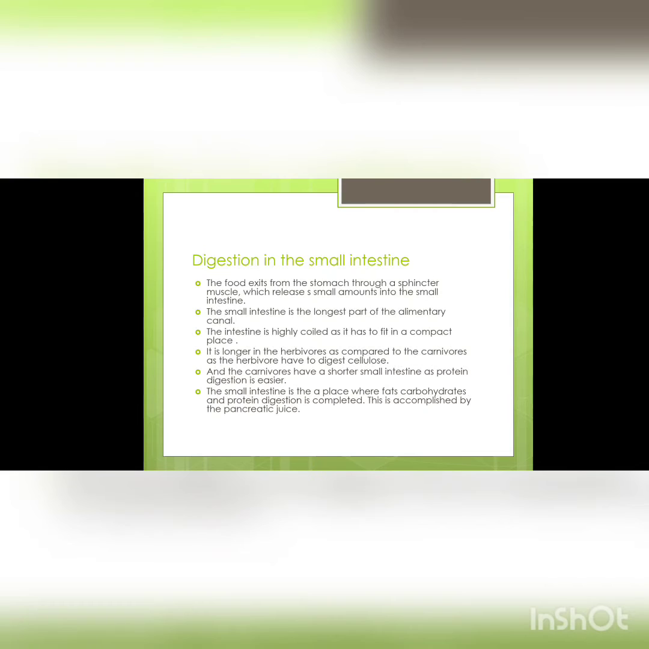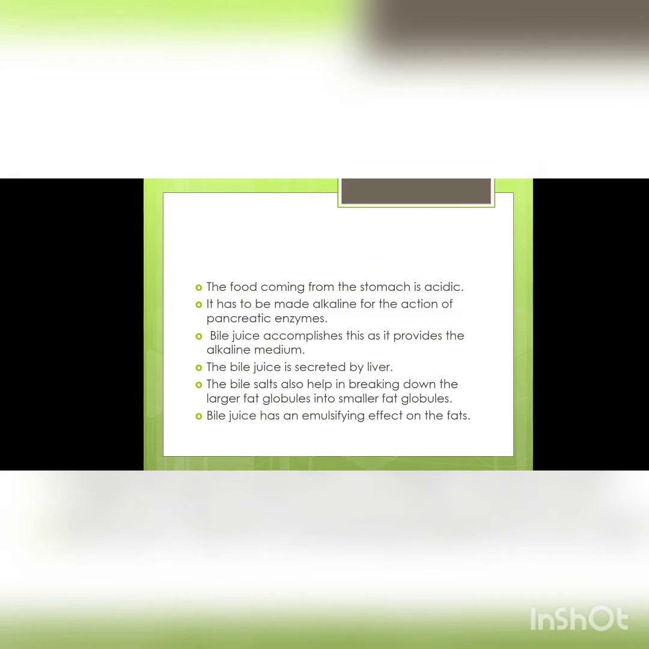It is longer in herbivores as compared to carnivores, as the herbivores have to digest cellulose, and the carnivores have a shorter small intestine as protein digestion is easier. The small intestine is a place where fats, carbohydrates, and proteins are digested completely.